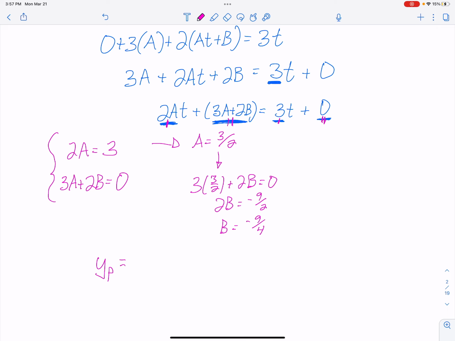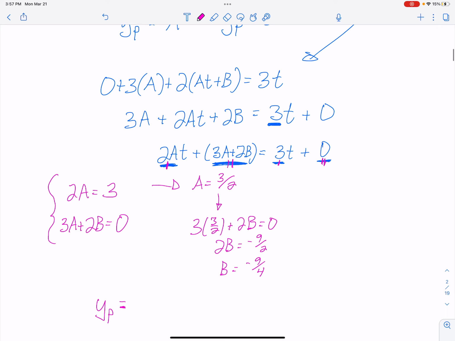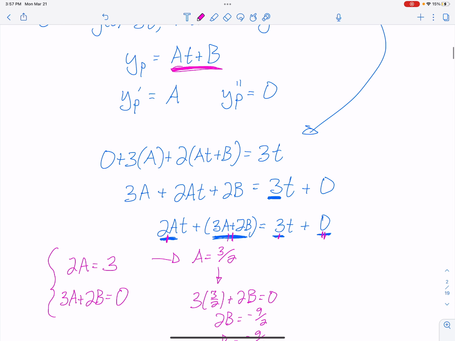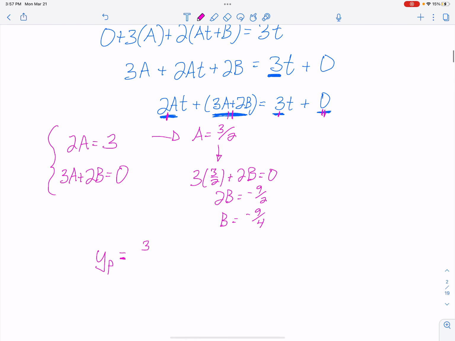So y sub p, we look at our guess. Our guess was this, and I found an a and b. So a is 3 halves, so we got 3 halves t minus 9 over 4. So we took a guess, and we could tell the way we were working out that a is this and b is that. If we can't find a solution, that probably means there is not one.